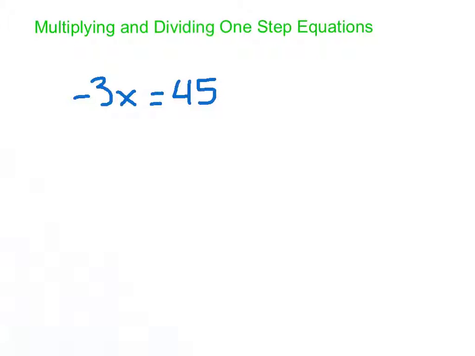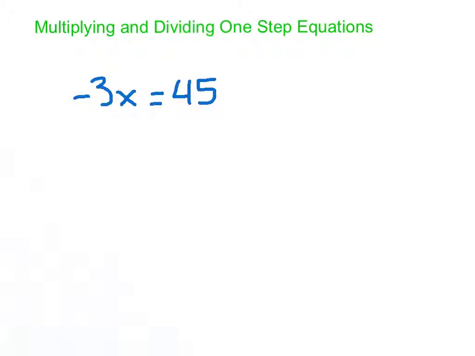The way to solve multiplying and dividing equations is to once again remember to undo with the inverse operation. If the operation is multiplying, divide by the number. If it is dividing, multiply by the number. Remember to use both sides of the equal sign.